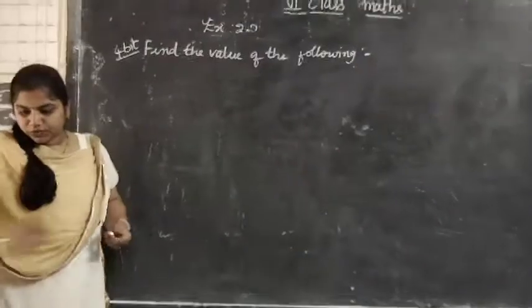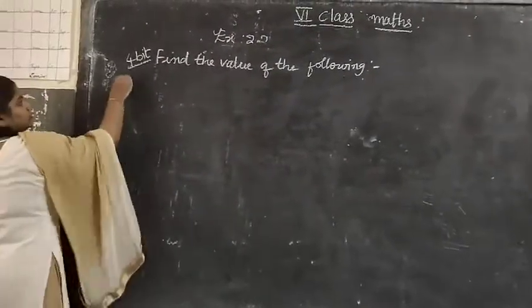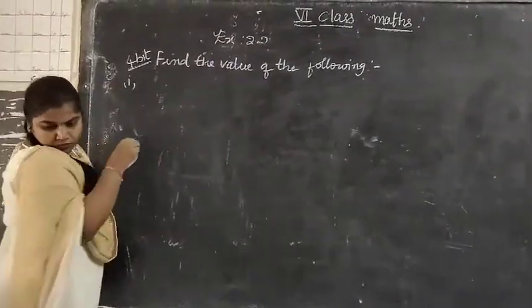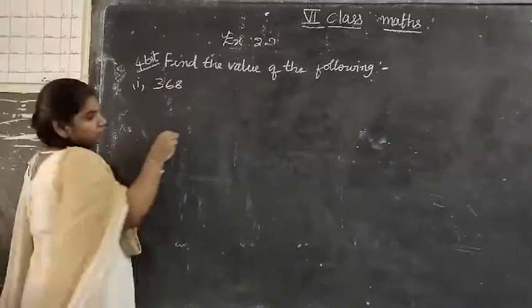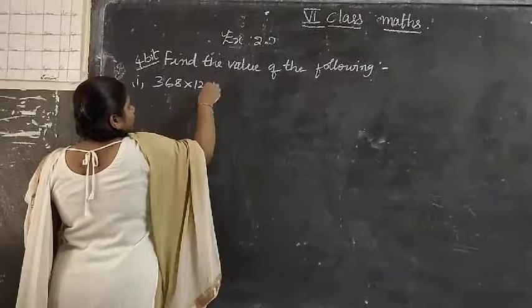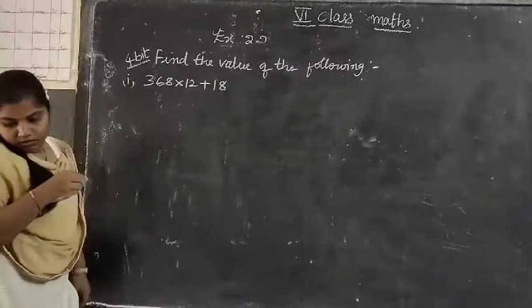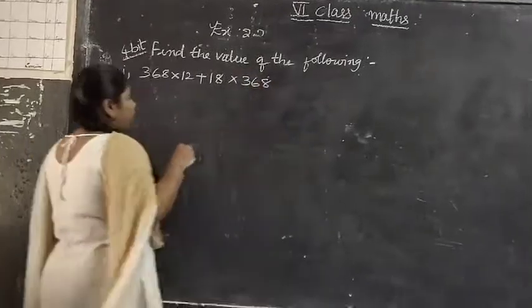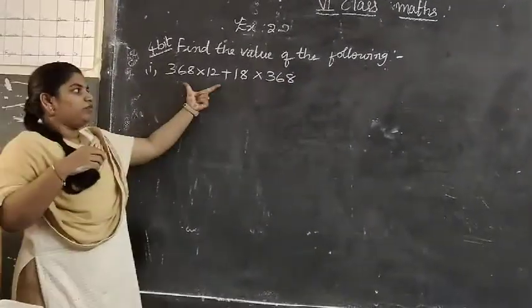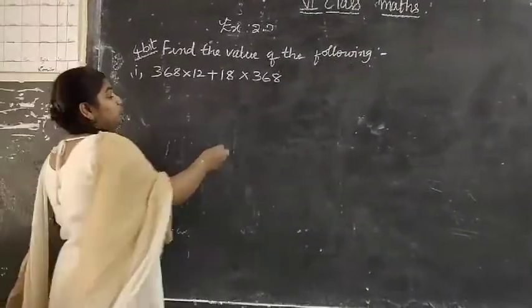So what is the first one? 368 into 12 plus 18 into 368. So what we have to find? We have to find the value of this. So this is in the form of distributive property.